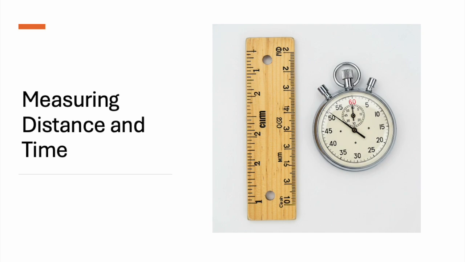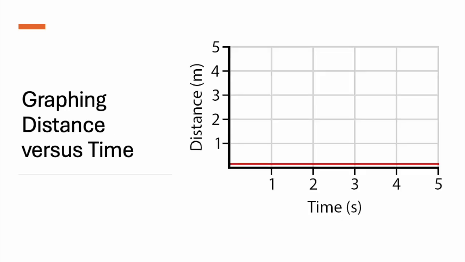Once we have collected our data, we can plot that data on a graph. The x-axis of the graph represents time. The y-axis represents distance. Each point on the graph represents the distance the object traveled at a particular time. If the object is moving at a constant speed, the graph will make a straight line.